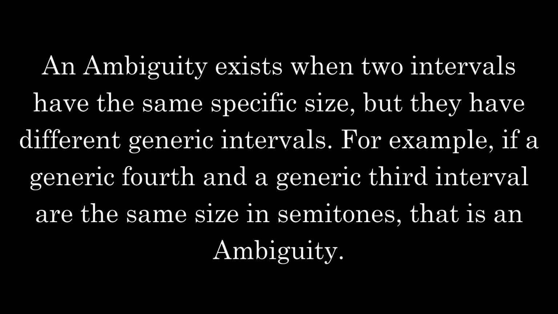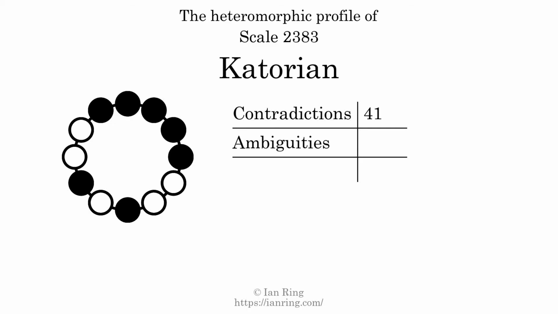An ambiguity exists when 2 intervals have the same specific size, but they have different generic intervals. For example, if a generic fourth and a generic third interval are the same size in semitones, that is an ambiguity. The number of ambiguities in this scale is 30.